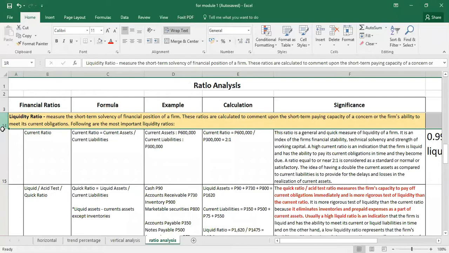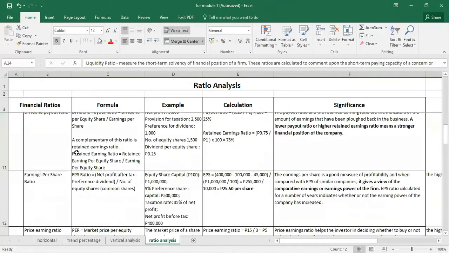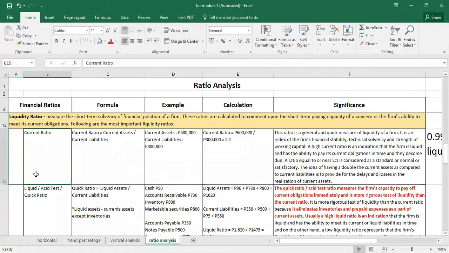So, the next measure natin, the next ratio natin is the liquidity ratio. Ito, madaling tandaan tong mga formula ng liquidity ratio. Under liquidity ratio, as defined, measures the short-term solvency of financial position of the firm. These ratios are calculated to comment upon the short-term paying capacity of a concern or a firm's ability to meet its current obligations. So, ang liquidity ratio, mini-measure natin how liquid is the firm, yung capability ng isang business to pay its short-term liabilities in time using its short-term assets.